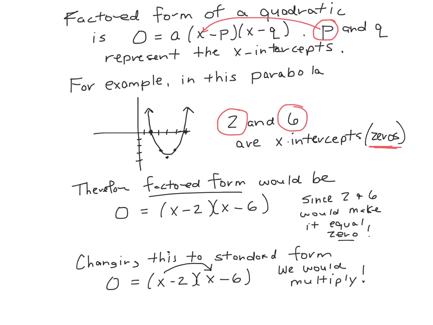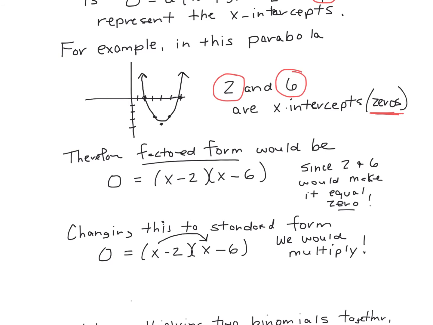So therefore, the factored form of this, since 2 is a 0, positive 2, then x minus 2 would be a factor, because positive 2 makes that equal 0, and 0 times anything is 0. And likewise, since positive 6 is a 0, x minus 6 would be a factor. So this would be the factored form of that quadratic.